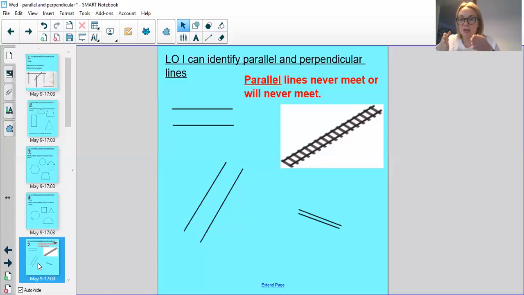If you think a train track goes along and the train stays on it, those lines never meet either side of the track. If they met, the train wouldn't be able to continue, it would have to come to a stop. So train tracks are parallel, the lines on either side, and you can see on the screen 3 more sets of parallel lines.